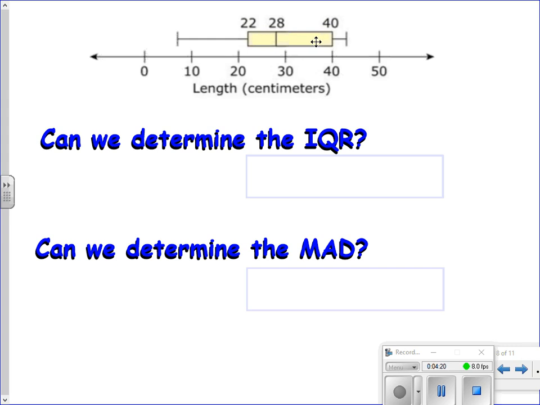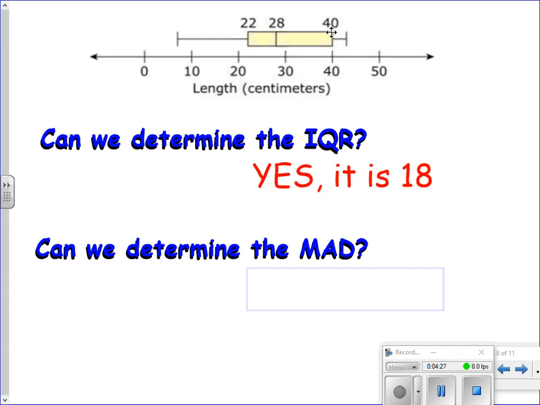Do we have enough information to determine the interquartile range? Sure. We could tell the difference between 22 and 40. That box goes from that lower quartile to the upper quartile. That's 18, the interquartile range. Can we determine the MAD? Can we determine the mean absolute deviation?